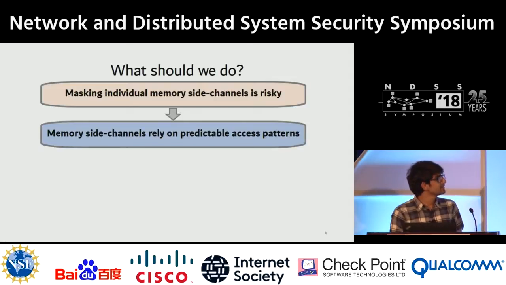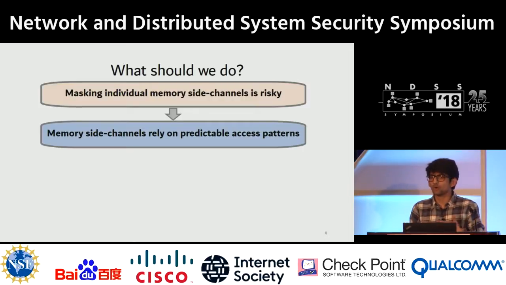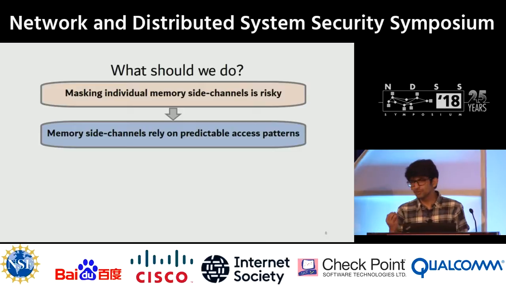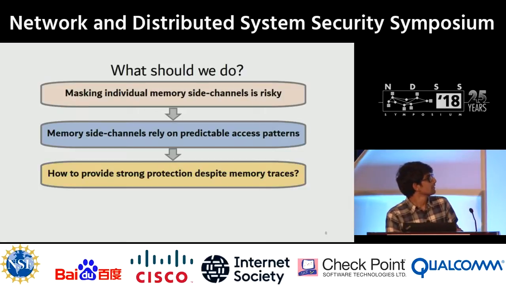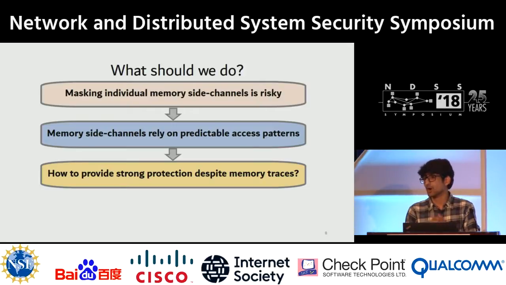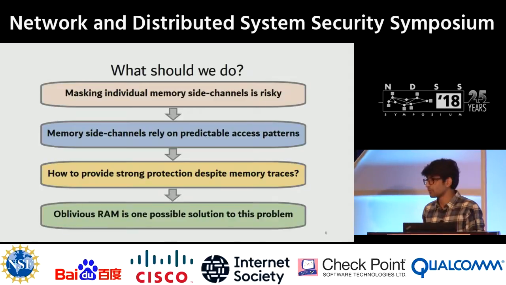The second thing is, the whole thing about all memory-based side channels is that they have predictable access patterns. If you can somehow randomize those access patterns, then technically you would be doing well. So how do we provide those strong protections while not actually trying to hide access patterns? In fact, we're giving out all access patterns. One of the possible solutions is Oblivious RAM.